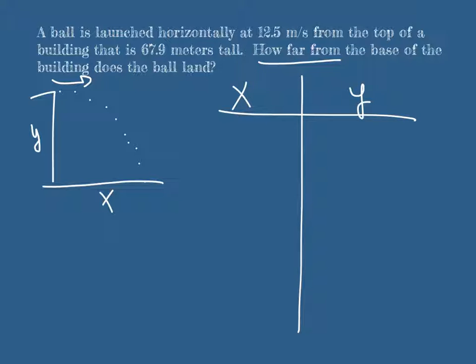In the x direction, since it's launched horizontally, we know that its velocity in the x direction is 12.5 meters per second. We don't know its displacement in the x direction, because that's what we're looking for, and we don't know the time it takes to travel that distance.